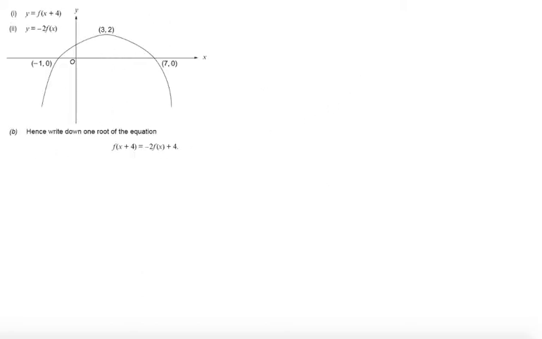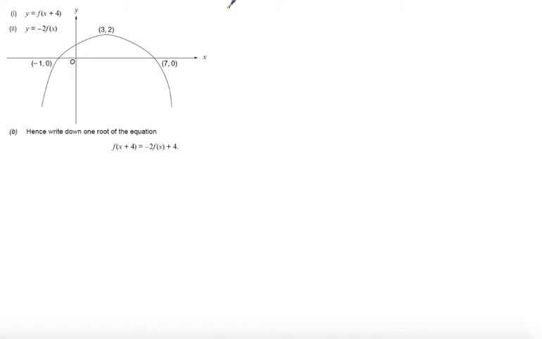Okay, so looking at this graph and starting with part I, y equals f of x plus 4. This is a transformation inside the bracket, so it's going to be a transformation on the x value. That means that because it's inside the bracket, it's going to do the reverse of what it says. So instead of adding 4 to the x values, we are going to subtract 4 from the x values. So it's going to be a translation of -4 places in the x direction.